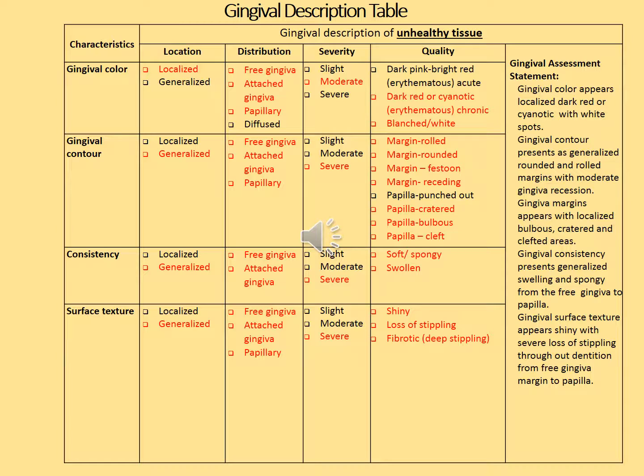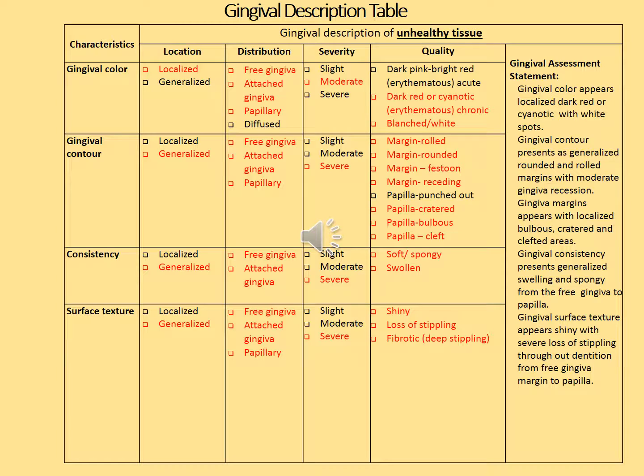Gingiva description. The gingiva color is localized and its distribution is from the free to the attached gingiva and papillary. The severity is moderate and the quality is dark red or cyanotic, chronic, and blanched. The gingiva contour is generalized and its distribution is from the free to attached gingiva and papillary. The severity is severe and also has rolled, rounded, fistula, and receding margins, with crater, bulbous, and cleft papilla.